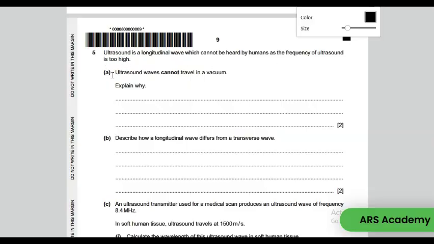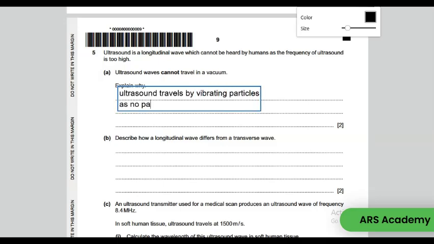Question 5. Ultrasound is a longitudinal wave which cannot be heard by humans as the frequency of ultrasound is too high. Question A. Ultrasound waves cannot travel in a vacuum. Explain why. So we know that ultrasound travels by vibrating particles to move forward. And since there are no particles in a vacuum, ultrasound cannot travel through a vacuum.